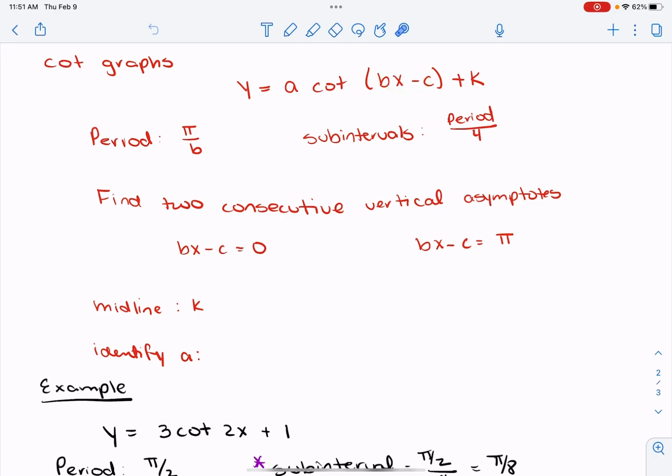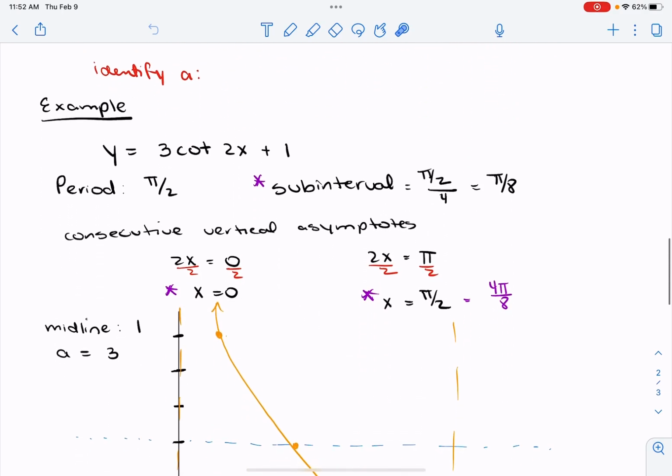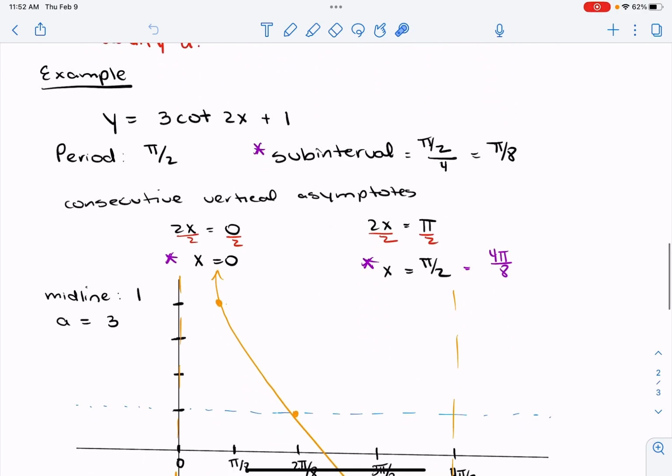So we're going to get the object, and again we're going to solve for x. We're going to still find our midline, and we're going to identify what our a is. So notice we're still doing the same thing for both here. The only difference is what you set it equal to: one is for the parent function for tangent, where the asymptotes are, and the other is for the cotangent.